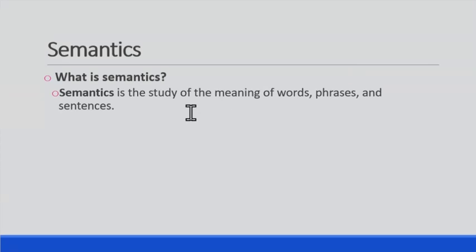Okay, so in short, semantics is the study of word meaning, phrase meaning, and sentence meaning. Okay, when you read a word, for example, sentence, you understand the meaning of the word sentence. Okay, so that is the study of semantics.